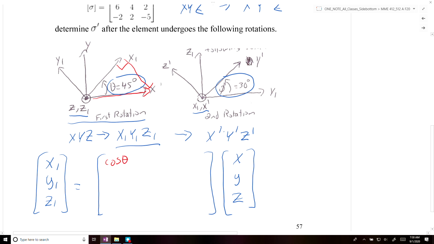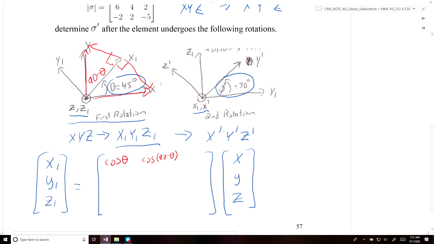For the projection along y1, if we do the same thing, this angle here is going to be equal to 90 minus theta. If we take the cosine of 90 minus theta and multiply that by the vector y, we would get the projection of y onto x1. And then our last one is the cosine due to the projection of z along x1.